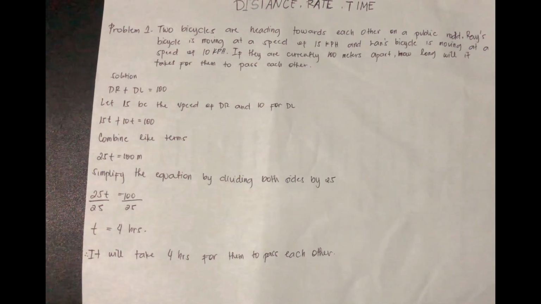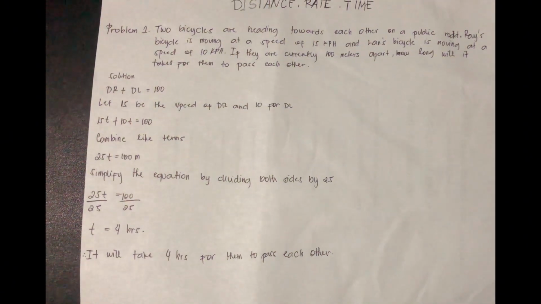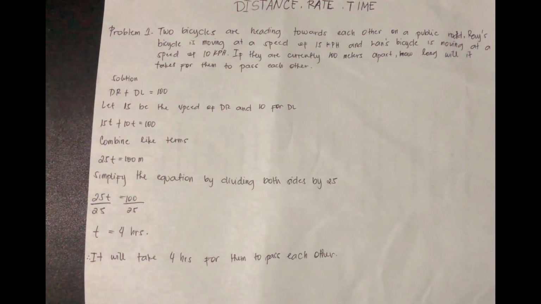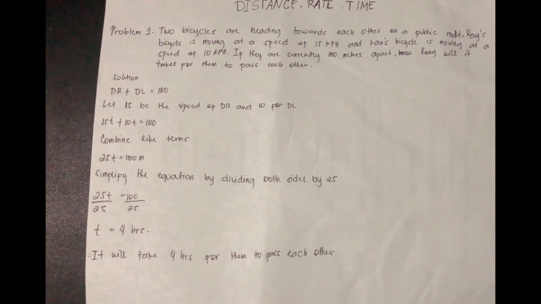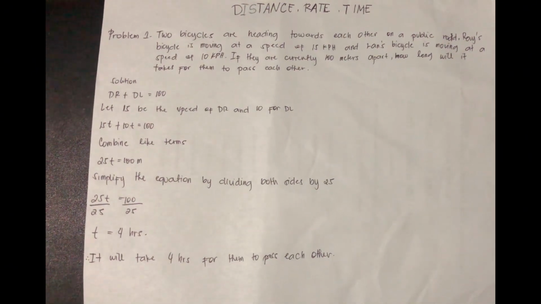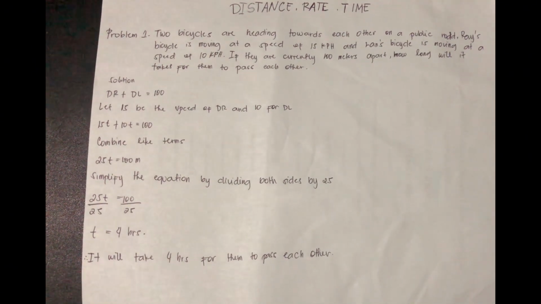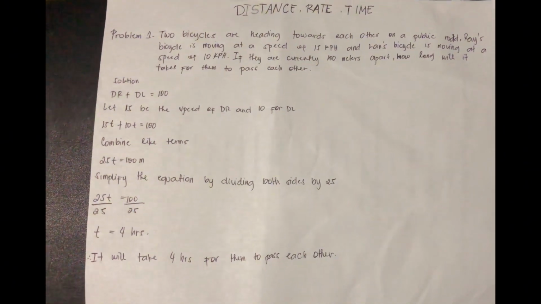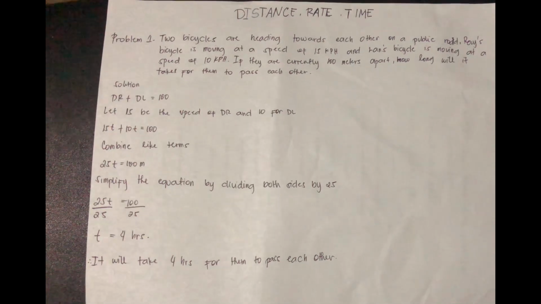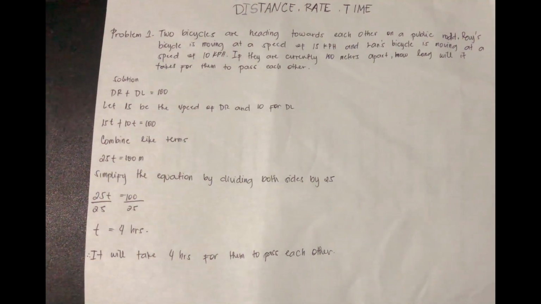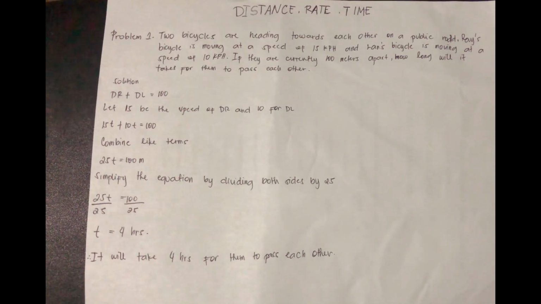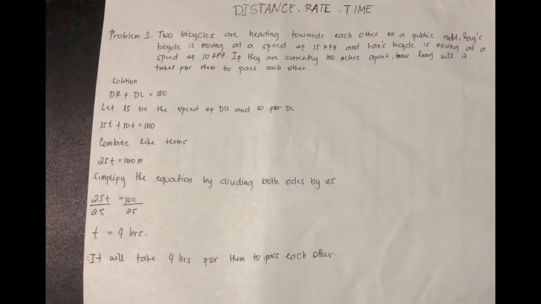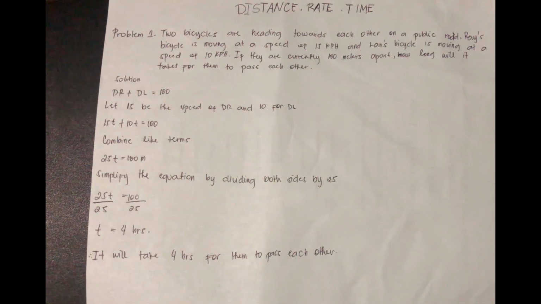Solution. Since we know that the two bicycles are moving towards each other, we combine their speeds. dR plus dL is equal to 100. Let 15 be the speed of dR and 10 for dL. 15t plus 10t is equal to 100 meters. Combine like terms: 25t is equal to 100. Then simplify the equation by dividing both sides by 25 to cancel out the 25.